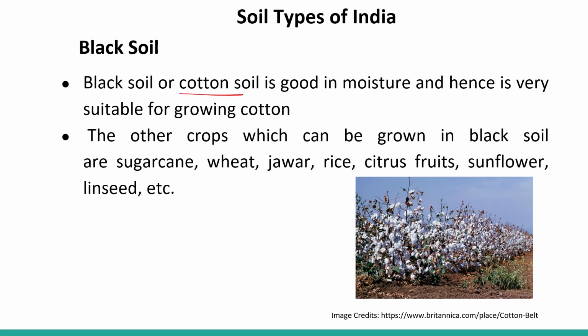Black soil or cotton soil is good in moisture. Very important. They are very good at holding moisture and hence very suitable for growing cotton, because cotton crop plants require a lot of moisture. So this black soil has a lot of moisture, which helps in growing the cotton plant.